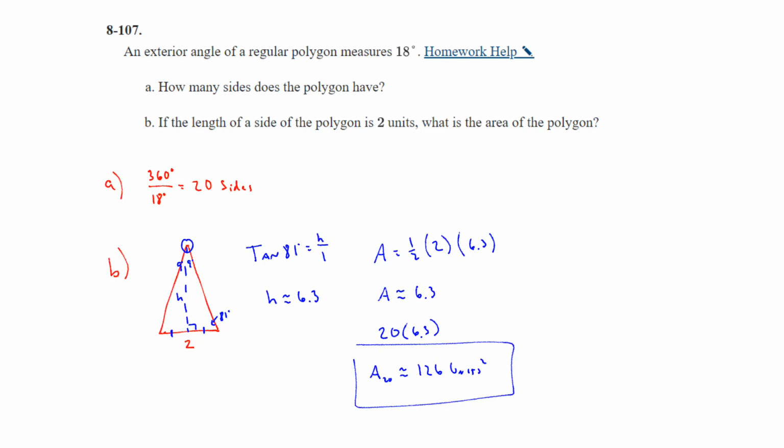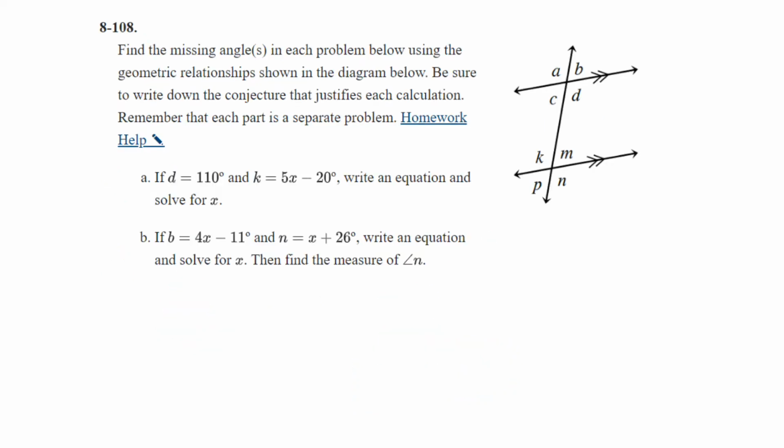Question 108, find the missing angles in each problem below using the geometric relationship shown in the diagram below. Be sure to write down the conjecture that justifies your calculation. Remember that each part is a separate problem. All right, so starting with part A, D is equal to 110 degrees. K is 5x minus 20 degrees. Write an equation and solve for x.